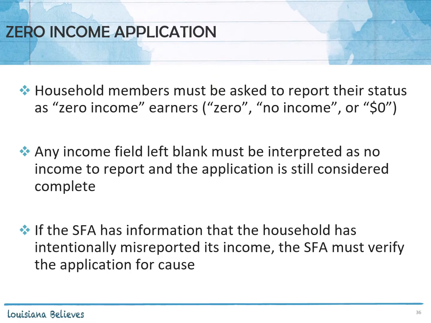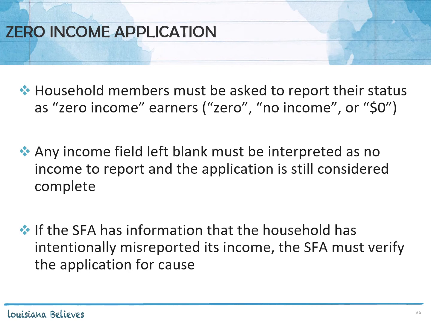Now we will discuss applications with an indication of no income. Each household member must be listed on the application even if they have no reportable income. Household members must be asked to report their status as zero income earners. This may be done by indicating zero or no income.